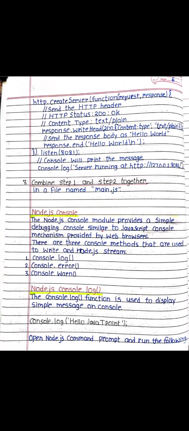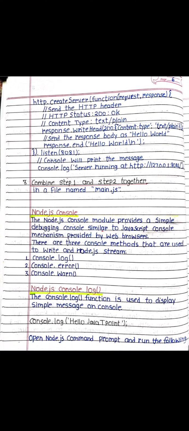Response.end has Hello World. Listen 8081. Console will print the message console.log: Server running at http://127.0.0.1:8081. Step 3: Combine step 1 and step 2 together in a file named main.js.